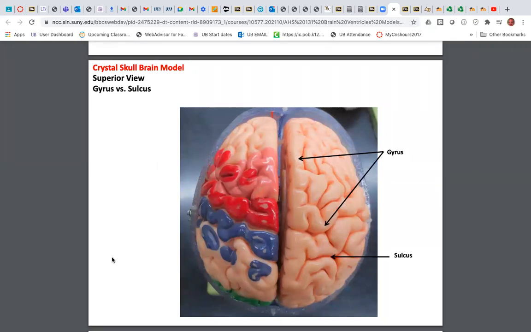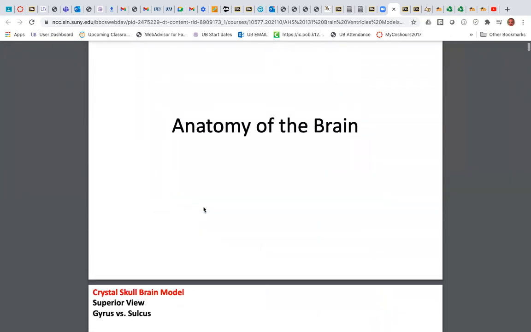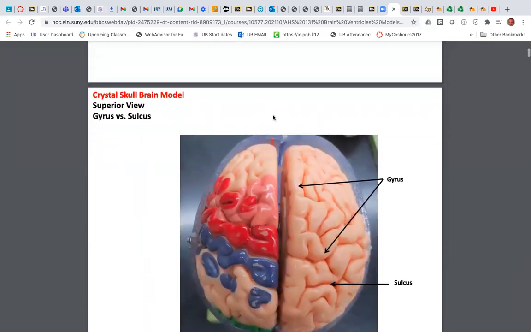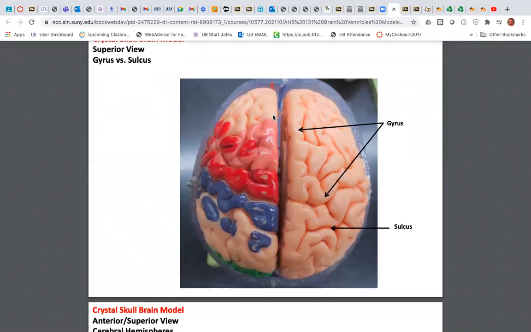Okay, so that being said, let's start by looking at the anatomy of the brain. This is that PDF. It looks like it's 37 slides. So let's take a look. For some of you, this will probably be a little bit of review because I know you've covered it already in your lecture.